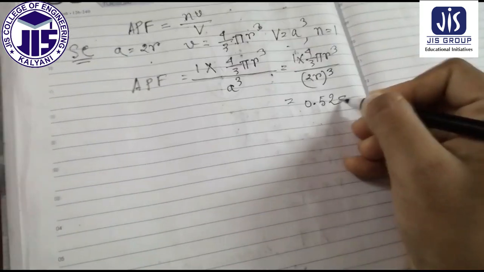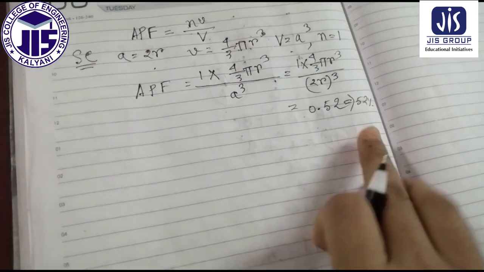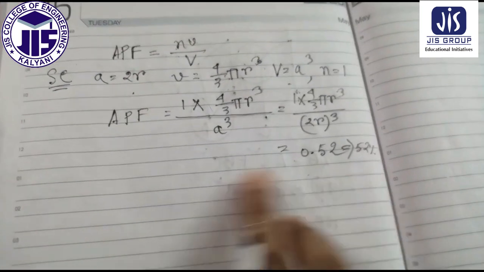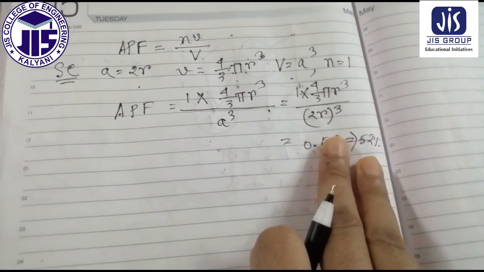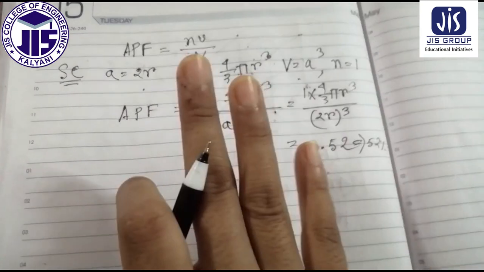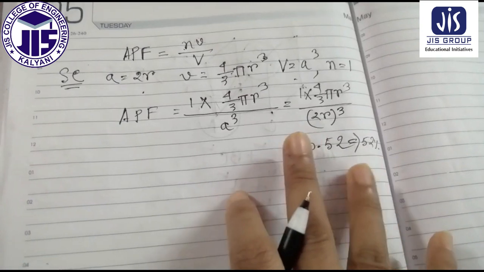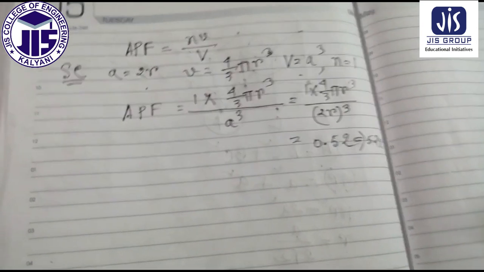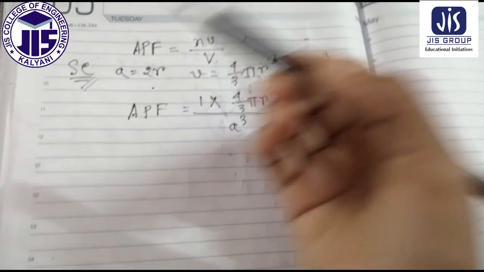That is 52%. 52% is the value of the atomic packing fraction. Then we can say that 52% of that unit cell is occupied by the atoms. That means 48% is empty space. So this is for SC. Now let's go for BCC and FCC and see what we get.